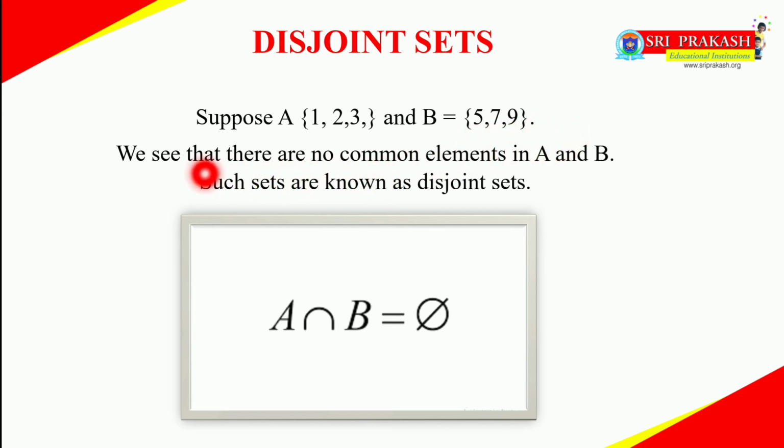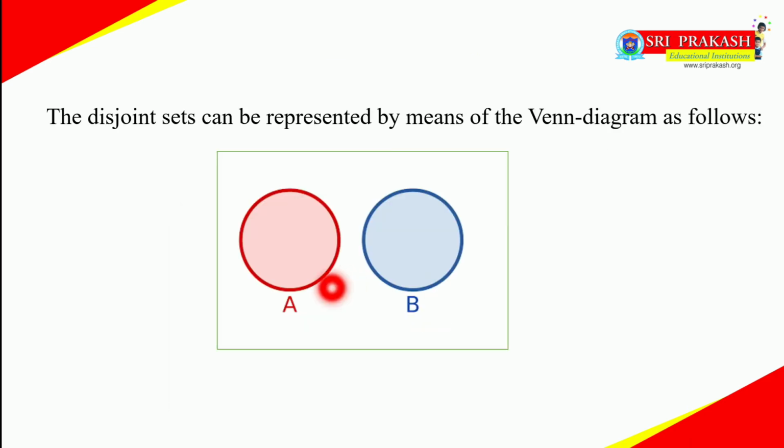Then you can find that there are no common elements in A and B. Such type of sets in which there are no common elements are known as disjoint sets. Here you can find that A intersection B is equal to null. This is the way of representing disjoint sets by taking two separated circles in one rectangle.